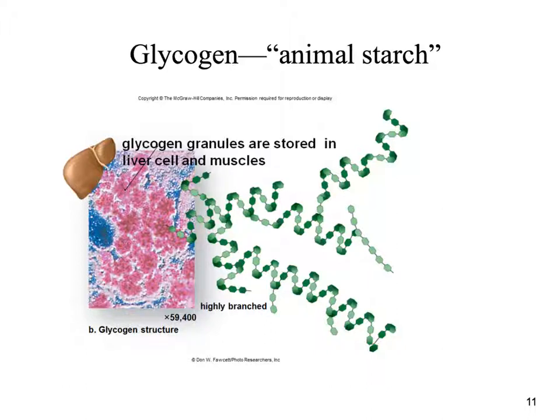Animals store glycogen in the liver and the muscle cells. Again, this is a molecule used for short-term energy storage. If you have excess glucose in your blood, your liver and your cells will take it up and make glycogen to store that extra energy.